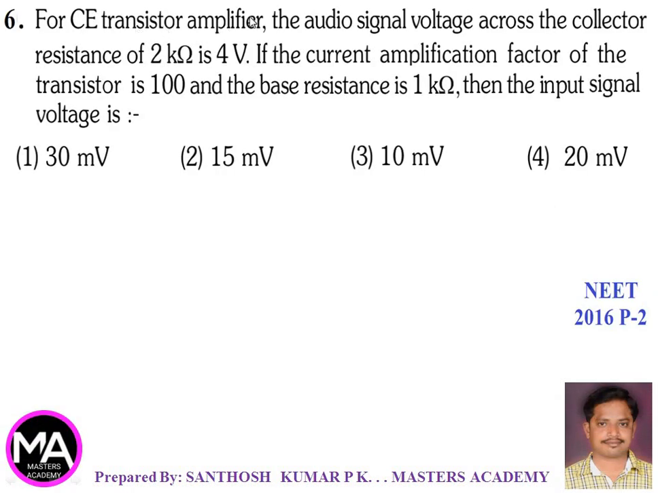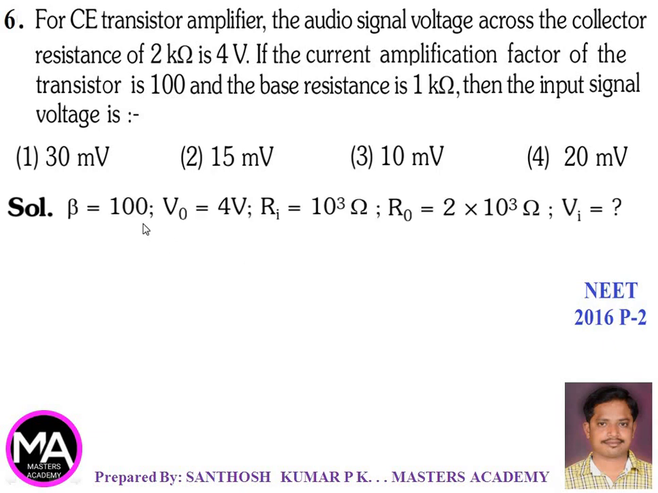Next problem. For a CE transistor amplifier, the audio signal voltage across the collector resistance of 2 kilo ohm is 4 volt. If the current amplification factor of the transistor is 100 and the base resistance is 1 kilo ohm, then the input signal voltage is. 4 options are given. It is from NEET 2016 phase 2.